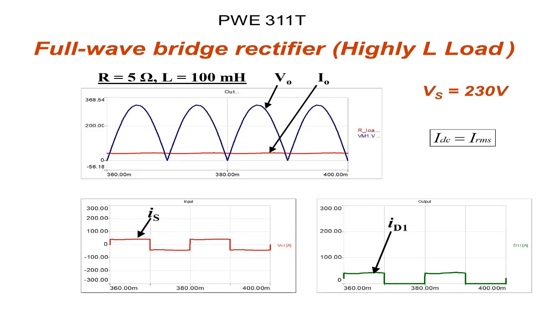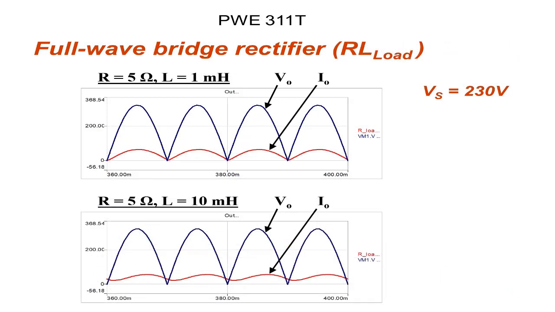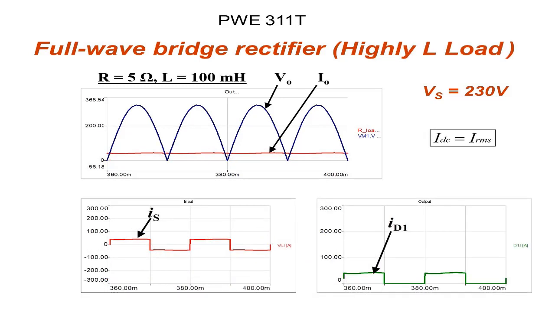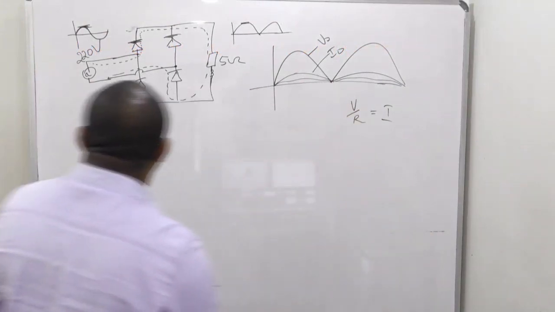And in that case, the IDC will be the same thing as IRMS, unlike when it is resistive. So just note that for a highly inductive system, IDC equals IRMS, and then the source current, you see how the source current will look.